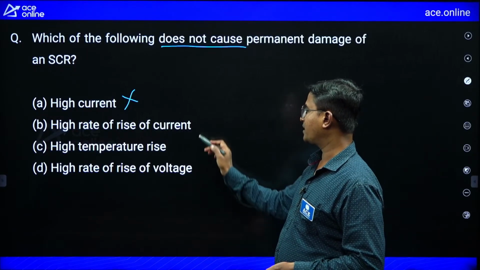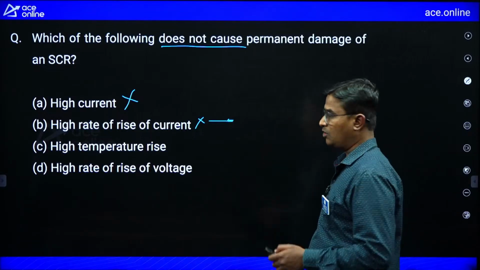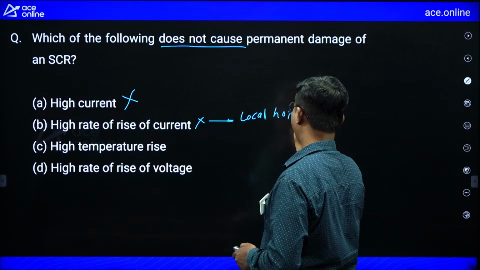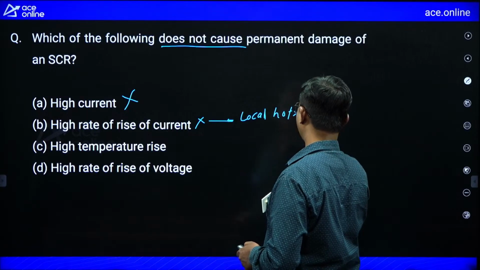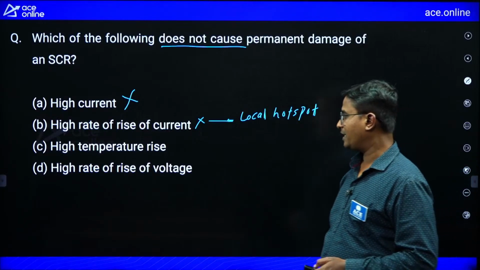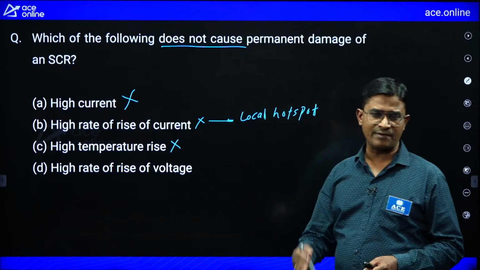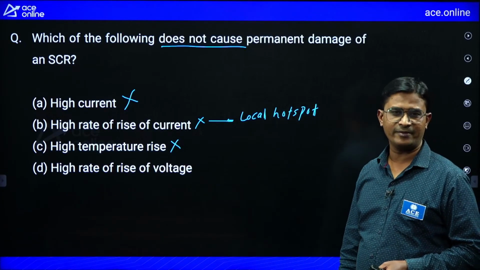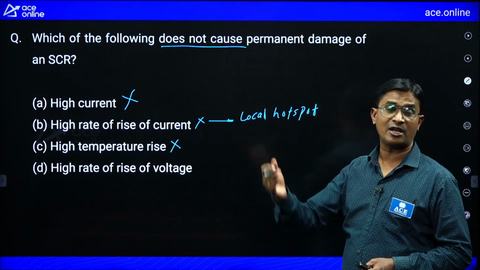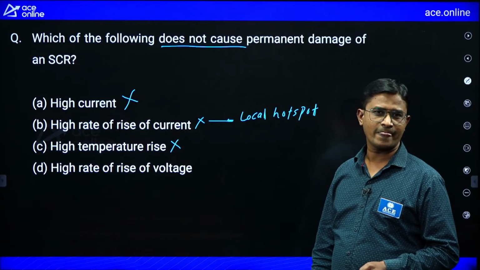High rate of rise of current, high di by dt, will cause creation of local hotspot in your SCR. So my SCR may get damaged permanently, right? Next, high temperature rise. Every semiconductor device is having some temperature withstanding capacity. If the temperature of the semiconductor device goes beyond allowable temperature limit, then your device may get damaged permanently.